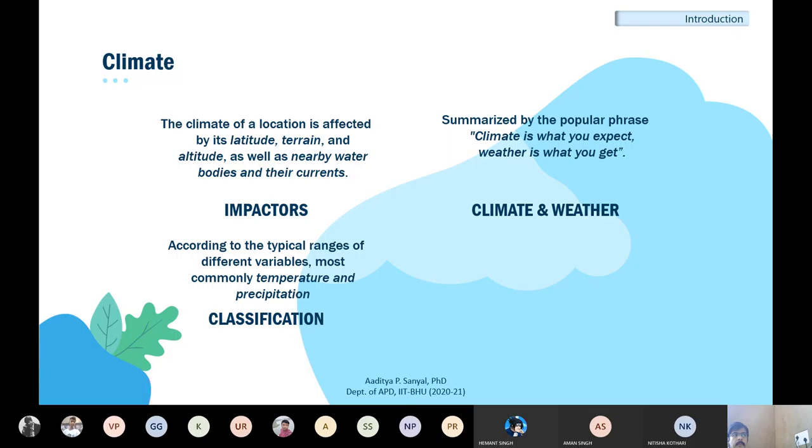Classification. Typical ranges of different variables, but mostly based on temperature and precipitation. What does precipitation include? Can you tell me? Rain, snowfall, humidity. Not exactly. Humidity is not part of precipitation. Humidity comes into the picture when you're talking about the temperature at times. What else? Rain, snowfall, dew, any type of moisture in your atmosphere that starts settling down. It precipitates, it falls.